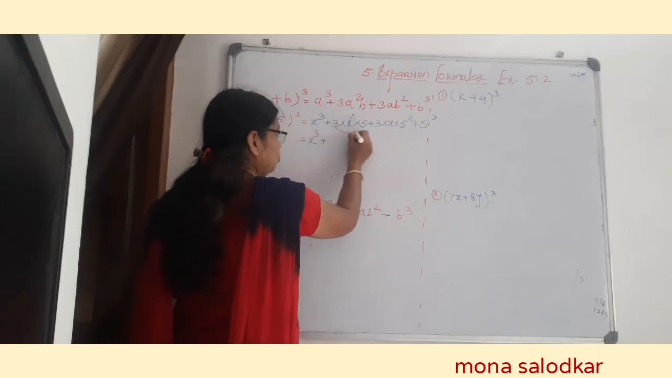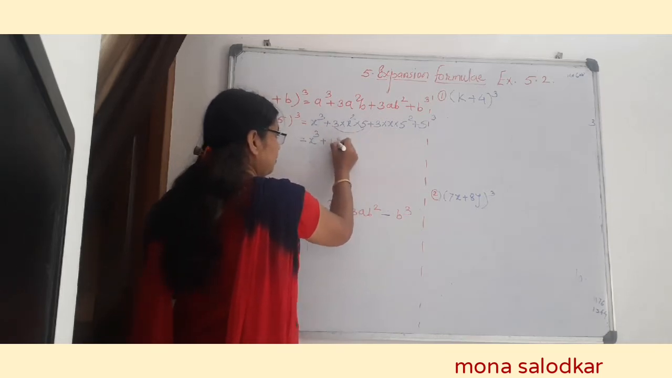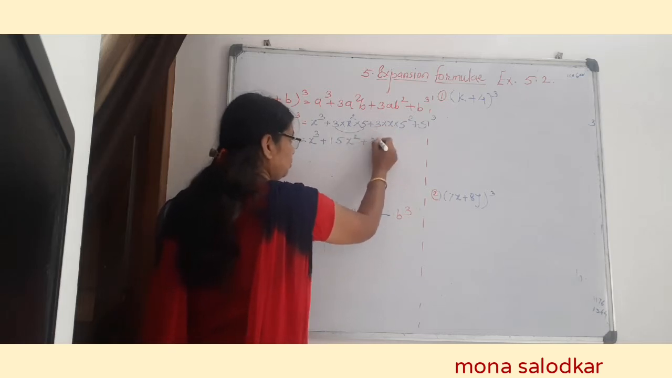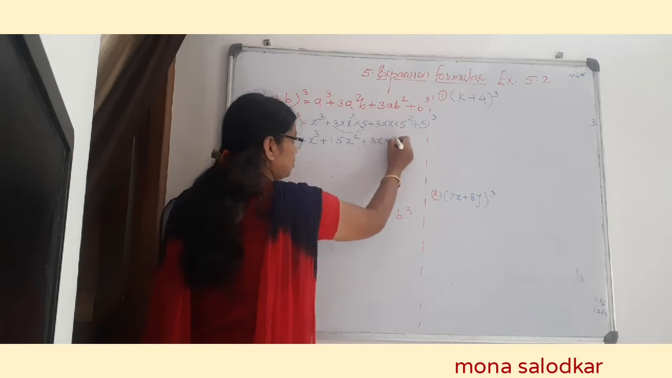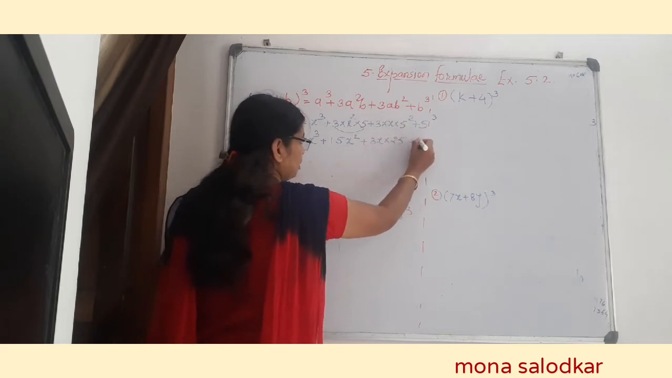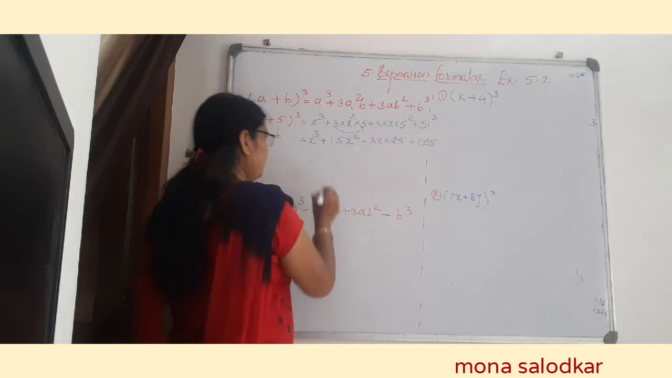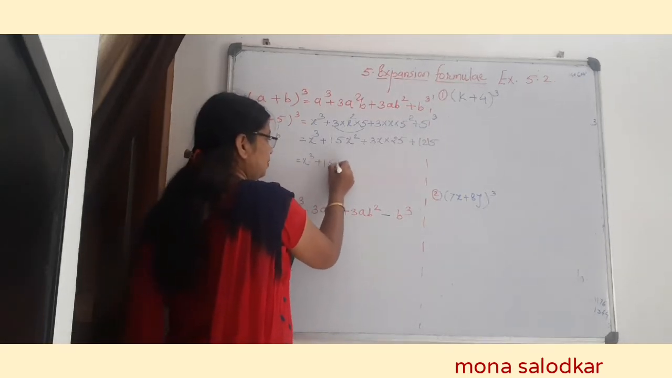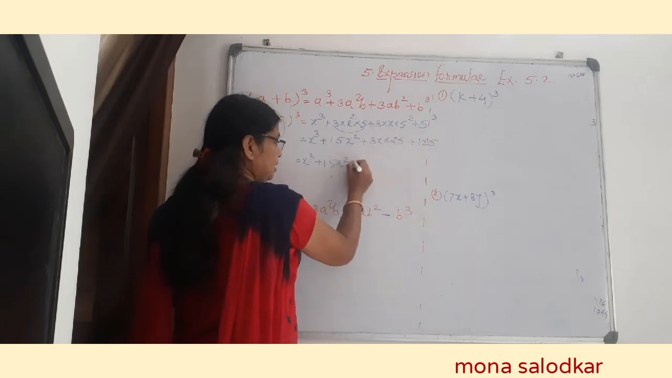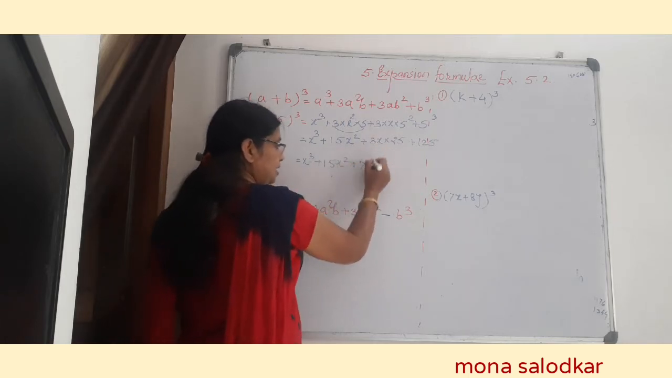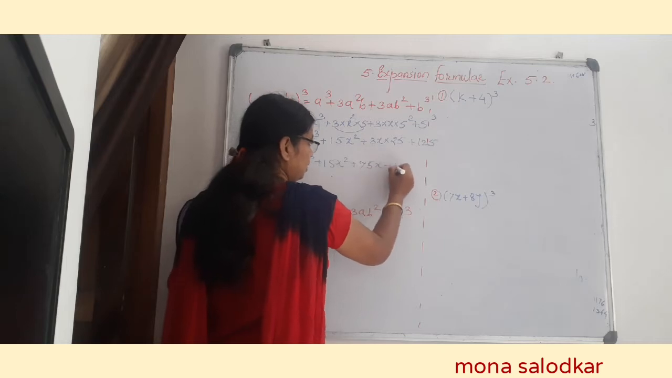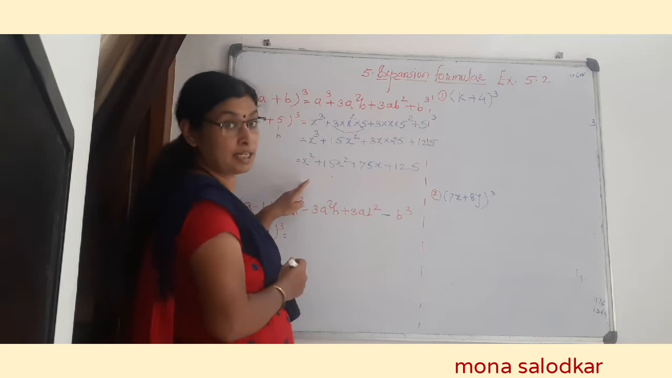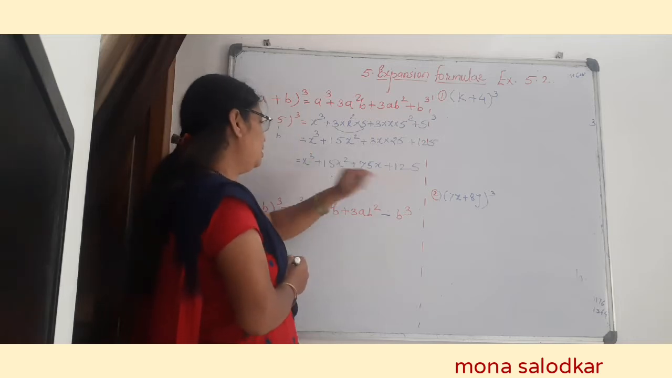Now see what you get: x cube. Now multiply the numericals: 3 5s are 15 into x square. Here also 3 into x, 3x, and what is 5 square? 25. And what is 5 cube? 125. So what you get here? x cube plus 15x square. Now 25 3s are 75x plus 125. You have to use how many steps? 3 steps, and then you get the answer.